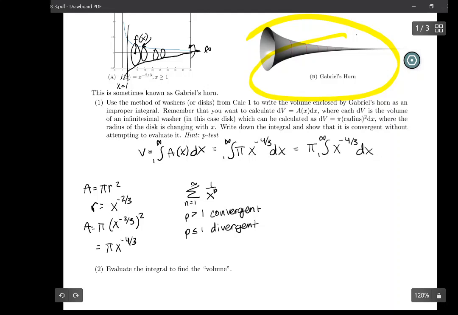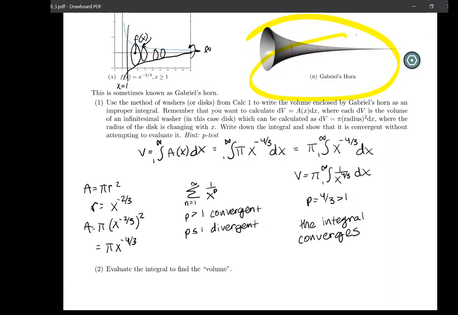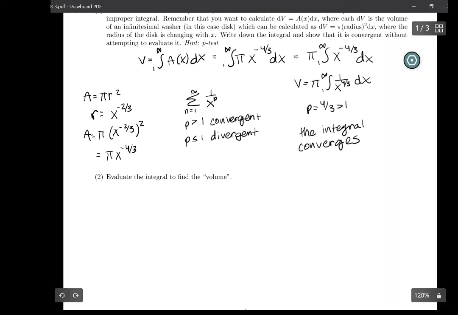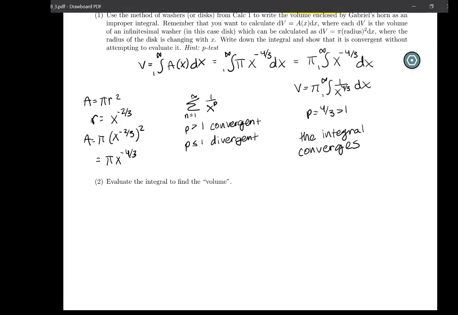So right here, we've got basically this integral, which I'm going to write this way, 1 over x to the 4/3 dx. So we've got 1 over x to a power. Here, our power is 4/3, which is greater than 1. So the integral converges by the p-test. If this was a test, I'd want to write out that the integral converges by the p-test. But it's a worksheet. It's not turned in for credit. This is for you guys to see.